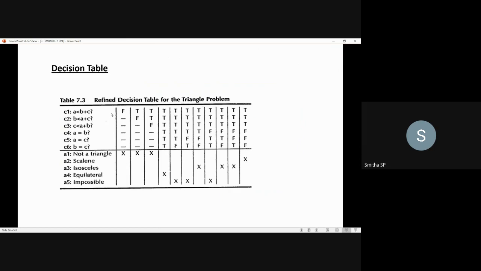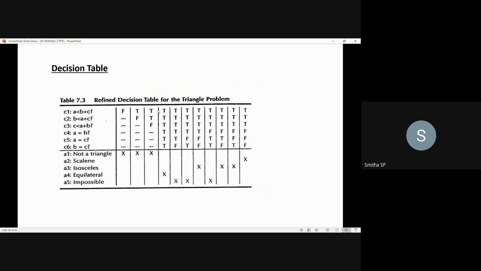Similarly, in the second rule, condition 1 is passed, that is, it is true: A is less than B plus C. Now you check the second condition, B is less than A plus C, and this condition fails. If the three sides want to form a triangle, all three conditions should be satisfied. If any one condition fails, it is not forming a triangle at all, so the necessary action we mark here is: not a triangle.